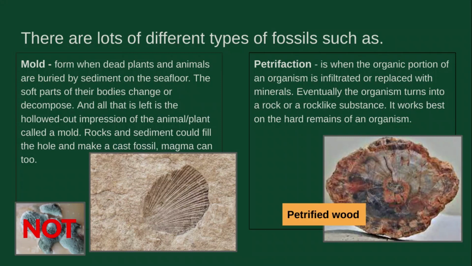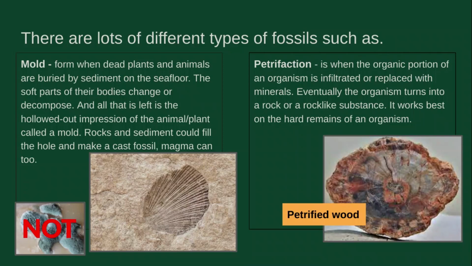such as mold, formed when dead plants or animals are buried by sediment on the seafloor. The soft parts of their bodies change or decompose, and all that is left is a hollowed out impression of the animal or plant called a mold. Rocks and sediment can fill the hole and make a cast fossil. Magma can as well.